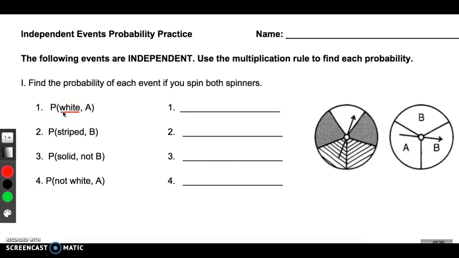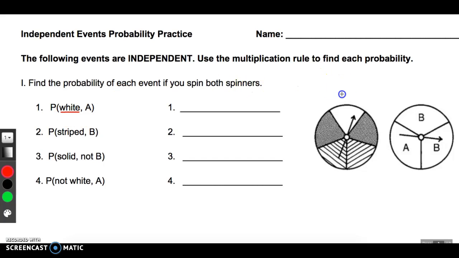In this video, I'm just going to talk through some of the answers to this independent event practice assignment, just to make sure we're all on the same page. So the question says, find the probability of each event if you spin both of the spinners. So the first part says, what would the probability be of spinning white? And then the letter A.